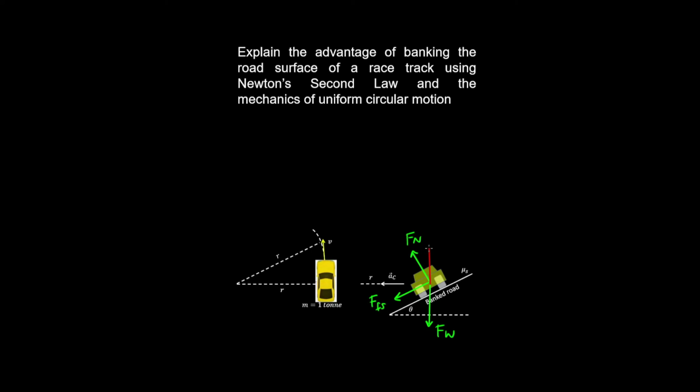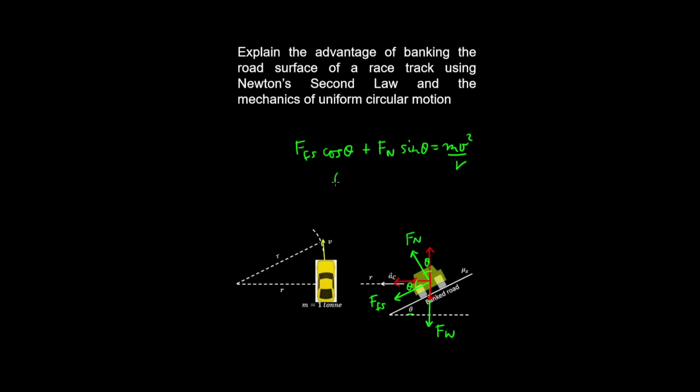So if we resolve the normal force into vertical and horizontal components, and if we did the same with the friction force, which will look something like this, and if we recognize that these angles are equal to that of the banked surface, then what we get using Newton's second law is the static friction force cosine theta plus the component of the normal force in the horizontal direction, so that will be Fn sine theta, is equal to the mass of the car by the speed squared on the radius of the track.